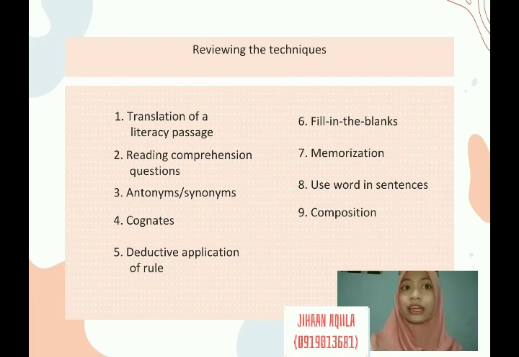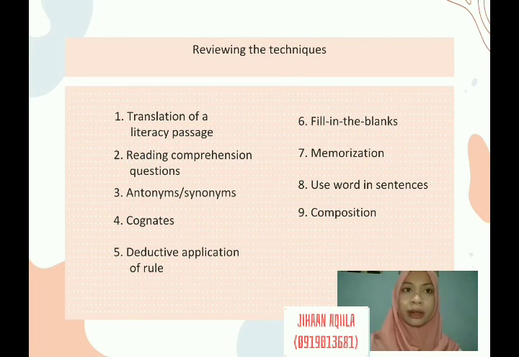And then number 5, deductive application of rule. In this technique, grammar rules are presented with examples. Exceptions to each rule are also noted. Once students understand a rule, they are asked to apply it to some different examples. And then number 6, fill in the blanks. Students are given a series of sentences with a word missing. They fill in the blanks with a new vocabulary item or with an item of a particular grammar type, such as prepositions or verbs with different tenses.